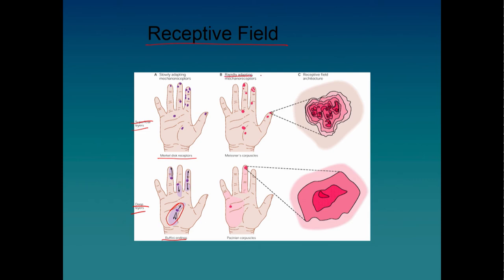Similarly, rapidly adapting, if you look at it, these are the Meissner corpuscles, which are superficial, you can see that the receptive field is very small. And for the Pacini, you can see that it is a deep sensor, rapidly adapting, and the receptive field is very, very large. Okay. Depending upon the receptive field, whether it is superficial or deeper, the number of sensors is also different, and it is different for different parts of the body.